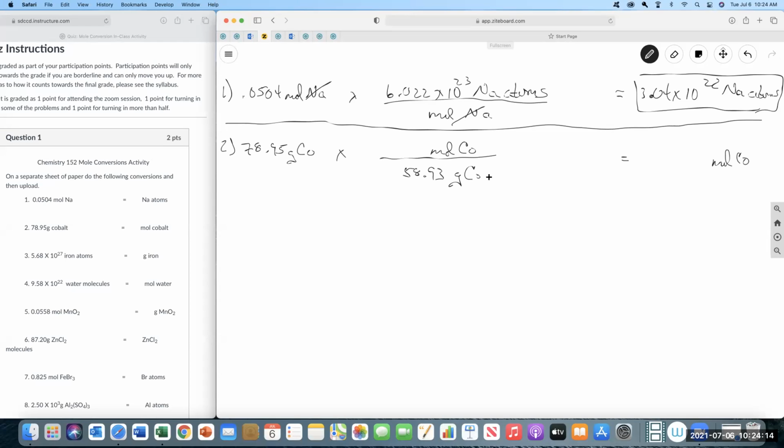Somebody asked me how many sig figs. If your periodic table goes to 2 decimal places, that's fine. I gave you one that goes to 2 decimal places. You should usually carry molar masses at least 1 more decimal place than you're asked, but if you only have 4 sig figs, you only have 4 sig figs. And so I get 1.340.